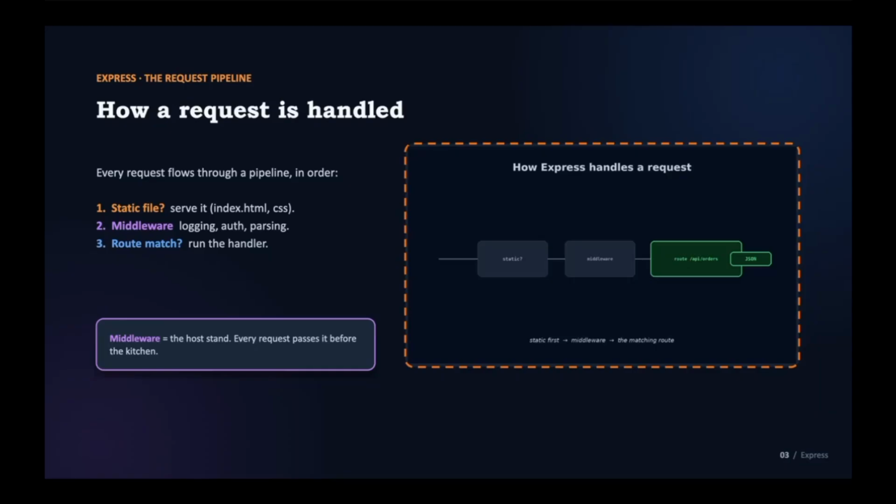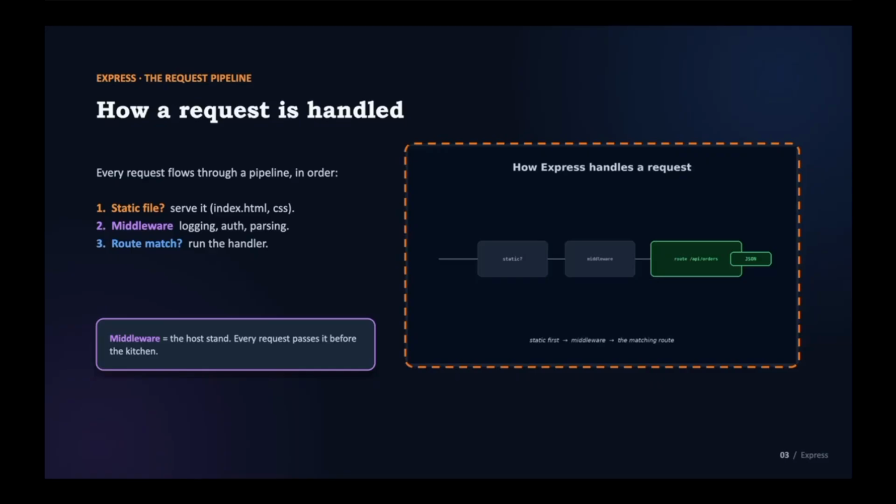Over here, one thing I would like to highlight is that the order matters. The line that goes before your routes actually matters. Express handles the request by checking things in the order you register them. First, it asks, is this a static file? Can I serve it, like index.html or the CSS? If yes, it serves it. Only if nothing matched does it fall through to your routes. So static first, routes after.